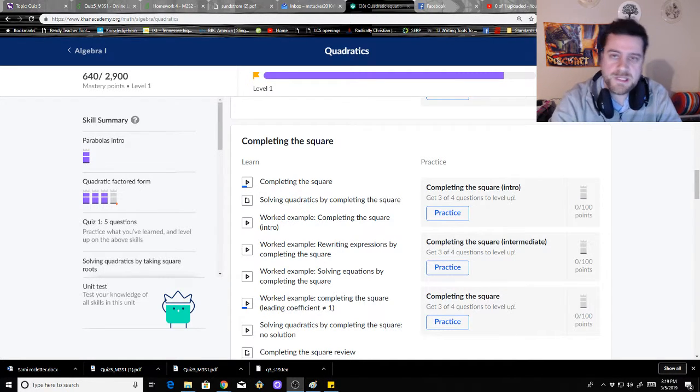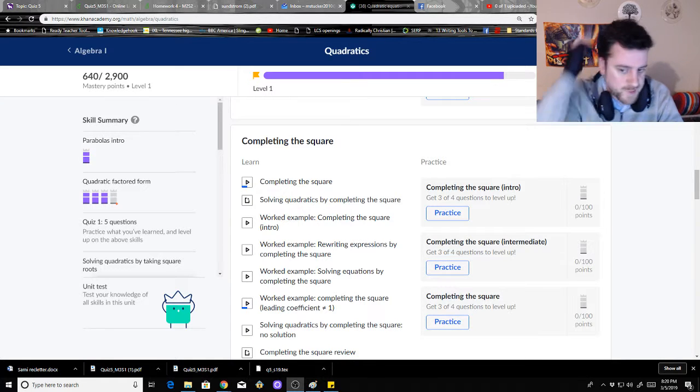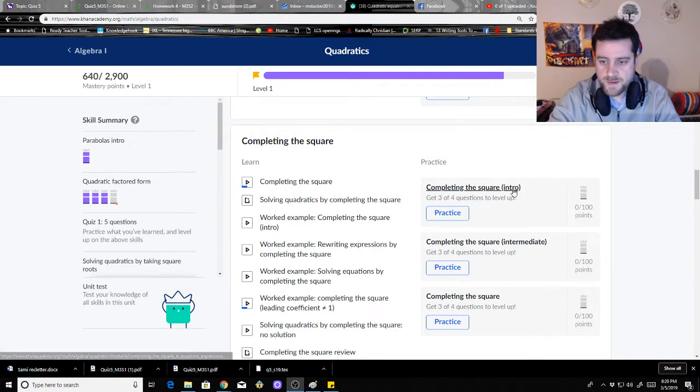We're going to talk about completing the square. So if you remember, go back to vertex form. Vertex form is a way that a quadratic can be written that tells us where the vertex is. Completing the square is something we can use to get to vertex form, okay? So let's do some problems here.